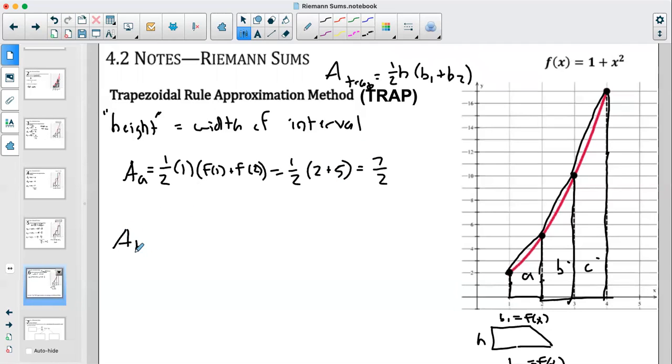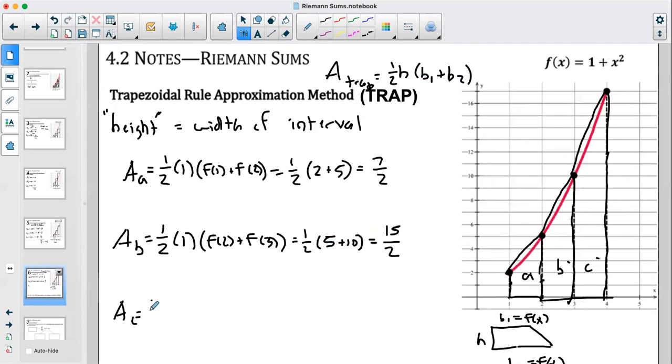All right, I'll do the same thing for trapezoid B. 1/2 times 1 times, now I need the two heights at the ends of this interval, which is f of 2 and f of 3. Which is 1/2 times, let's see, this is 5 and 10, which is 15/2. Very similar process, right? 1 is the width of the interval. f of 2 and f of 3 are these distances, which in the trapezoid formula are b1 and b2. So you plug them in and you get 15/2.